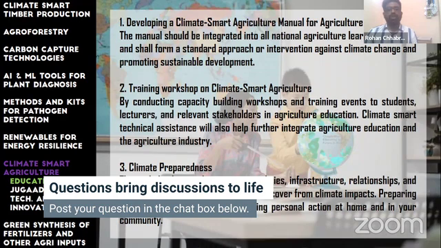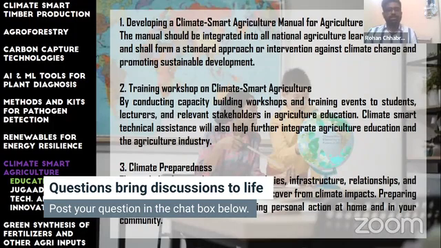Then training workshops on climate smart agriculture, by conducting capacity building workshops and training events for students, lecturers, or relevant stakeholders in agriculture education, and farmers, basically farmers. It is important that we train them for climate smart agriculture. Now, climate smart agriculture assistance will also help further integrate agriculture education and the agriculture industry, which is also very important.